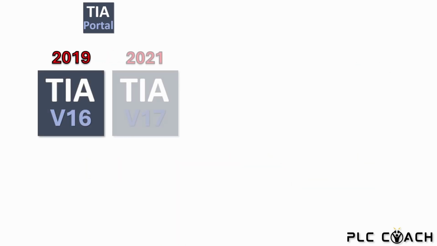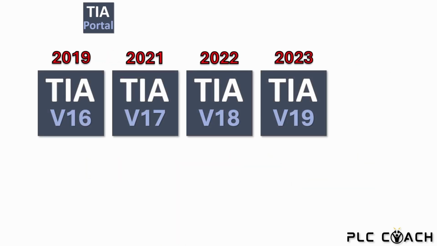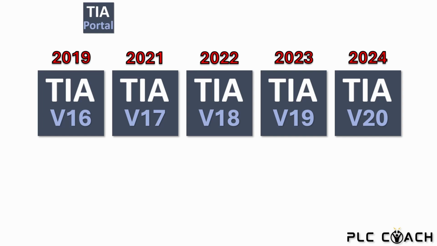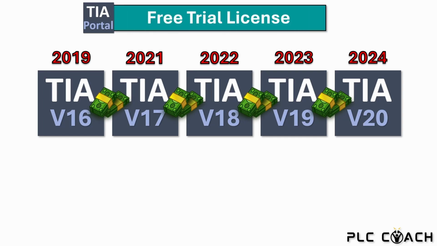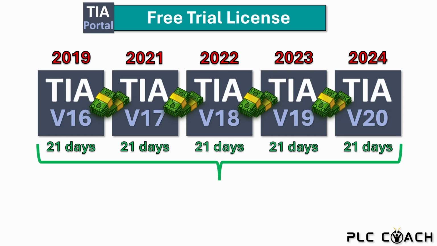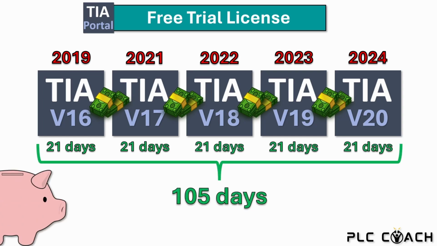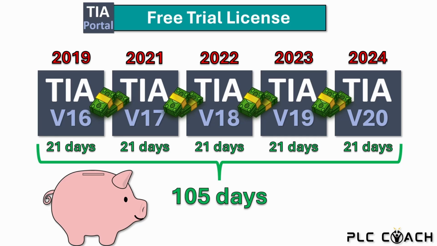Almost every year, Siemens releases a new version of the TIA Portal. I find that very annoying. You have to pay for an upgrade every time and the different versions create a lot of confusion. But the different versions also have an advantage for you as a PLC newcomer. Siemens offers a free trial license for each version. This means you can use the professional version of each release for 21 days free of charge. That's a trial period of 105 days without paying anything. And in 105 days, my friends, you can learn a lot.